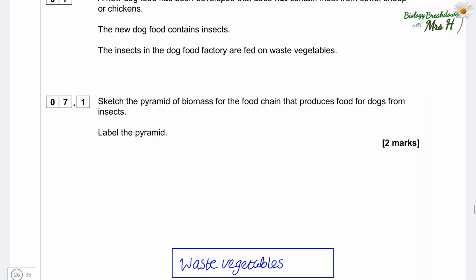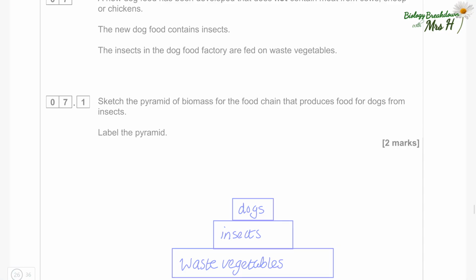and then the bars need to be the same depth and in the middle as much as possible. You will be able to do this better than I can because you'll have a nice ruler. So we've got the waste vegetables, and then the insects feed on the waste vegetables. So then the next one's up. There'll be less biomass in those insects than there are in the waste vegetables. And then the dogs will be feeding off of those insects in the dog food. They will be less again. So your pyramid should look like this.